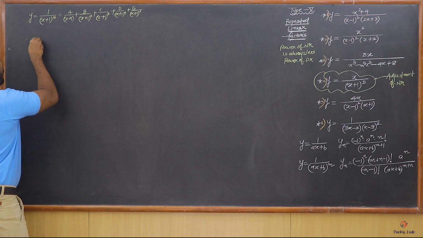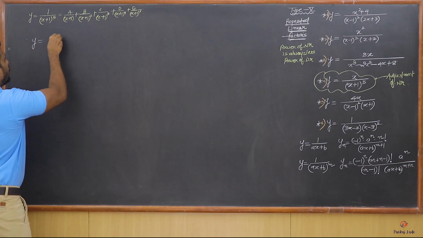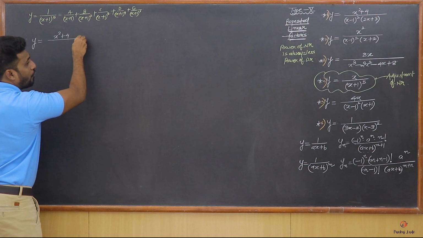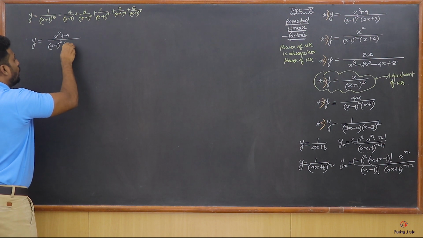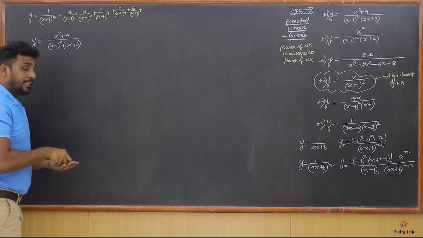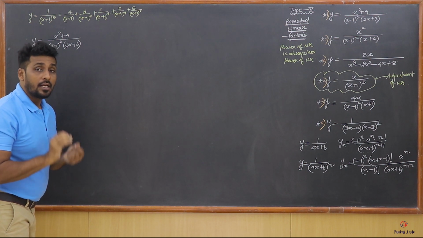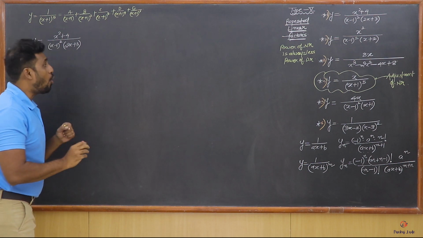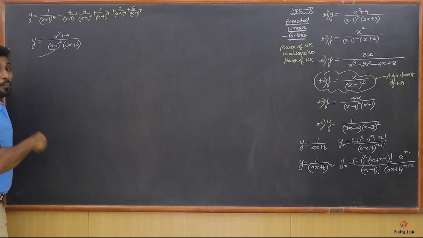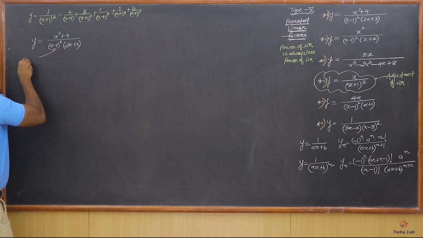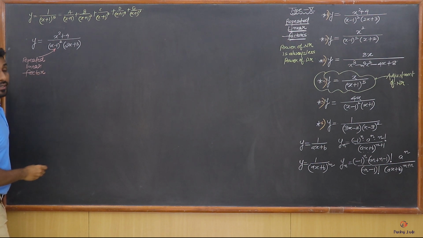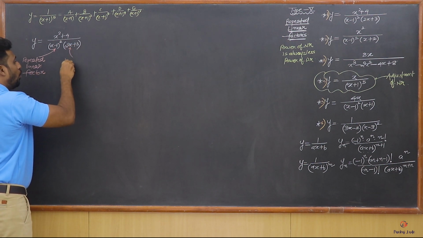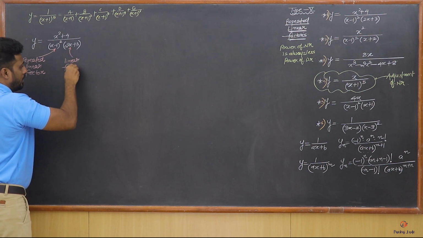You have y is equal to (x square plus 4) upon (x minus 1) the whole square into (2x plus 3). So you can see that there are two factors present in the denominator. One of them is x minus 1, but it is repeated 2 times. So this is a repeated linear factor, isn't it? This is a repeated linear factor, whereas this 2x plus 3 is only a linear factor.